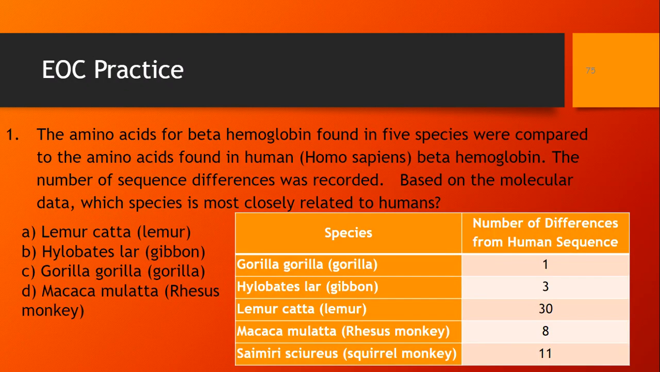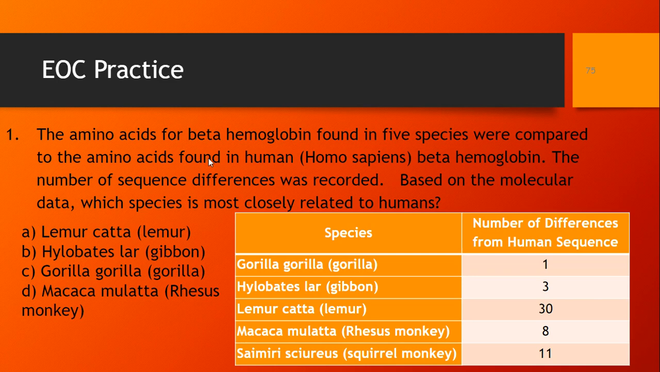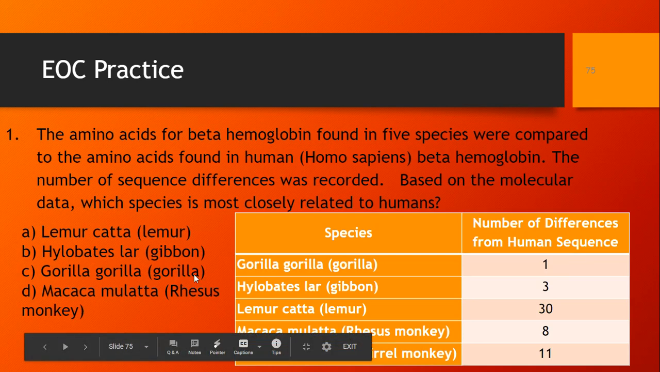So here's a question you might see. They saw some amino acids for hemoglobin in 5 species, and they compared it to that of a human. And we recorded the number of differences. So based on this data, which one's closely related to human? So we look at the number of differences, and the one with the least number of differences from a human is gorilla. There's only one difference for this hemoglobin protein amino acid chain. And so a gorilla would be our most closely related species in this list.